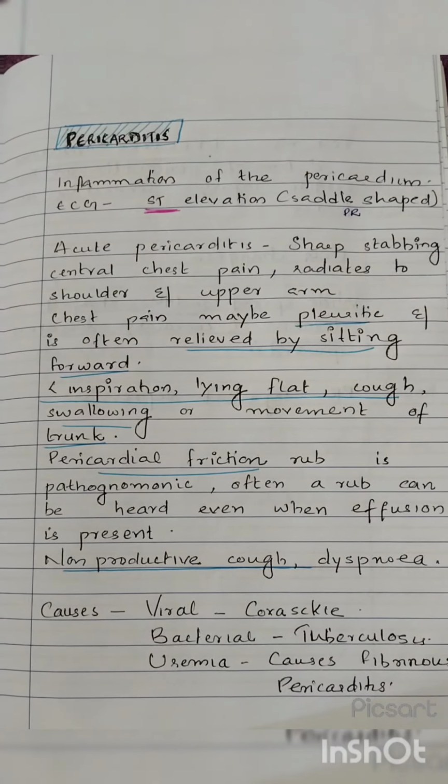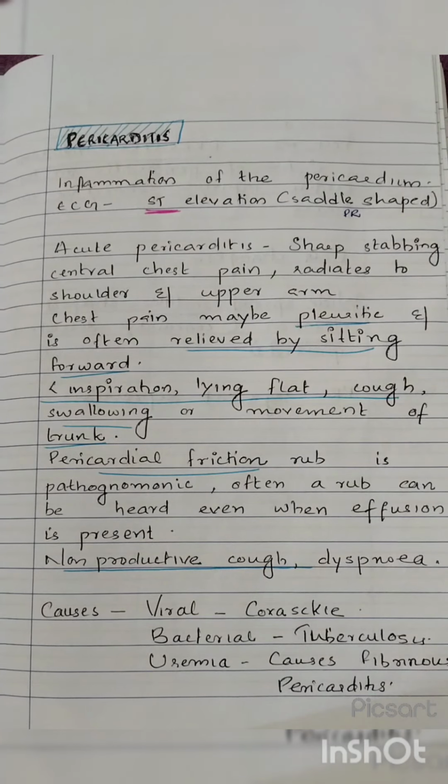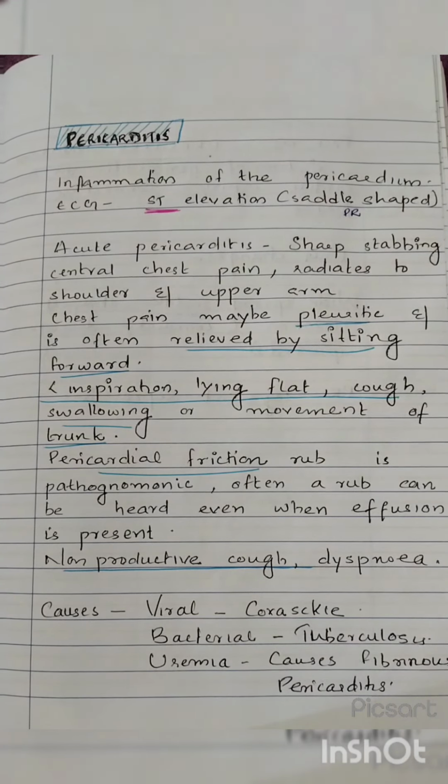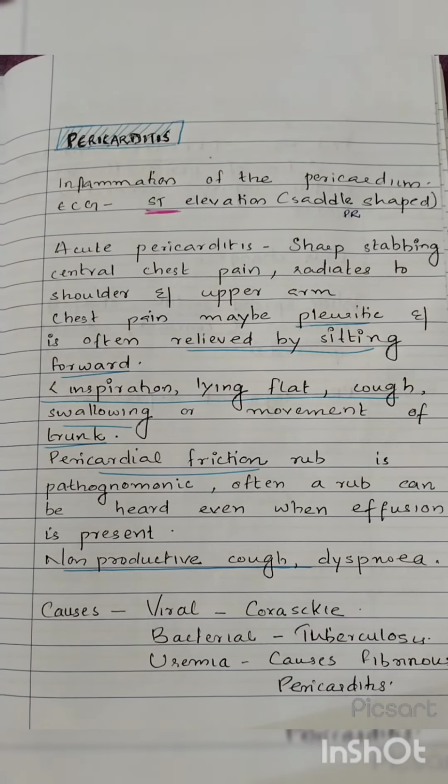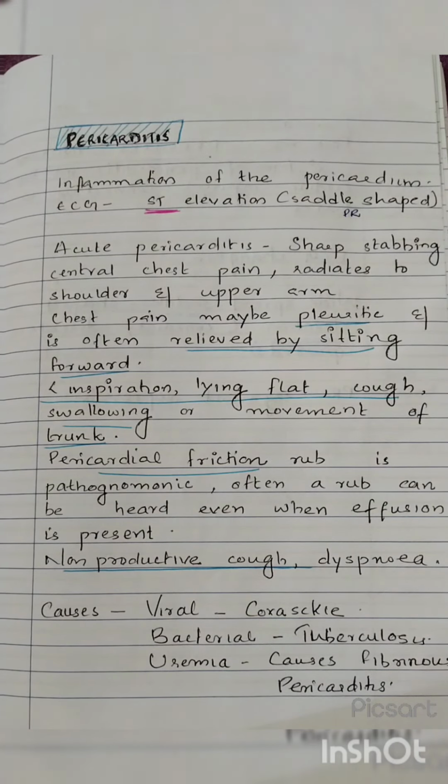Pericarditis is the inflammation of the pericardium, and on ECG there will be ST elevation and PR segment depression, mainly seen as saddle shaped. In acute pericarditis, there is sharp stabbing central chest pain, radiating to the shoulder and upper arm. Chest pain may be pleuritic and is often relieved by sitting forward.